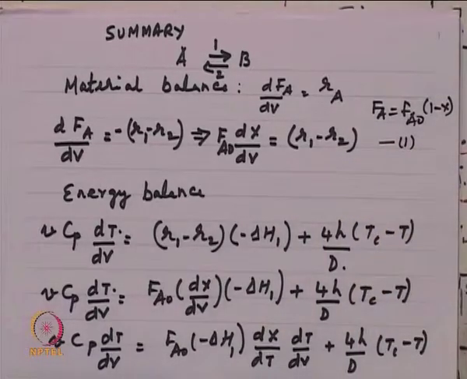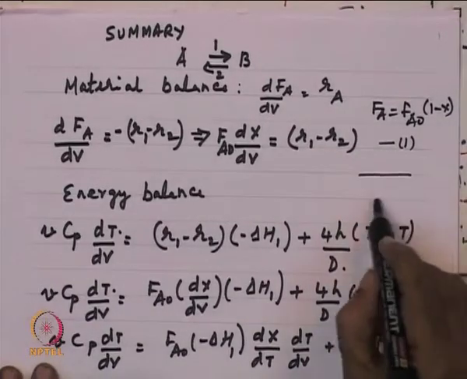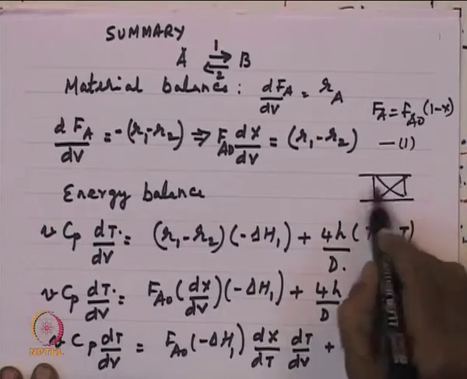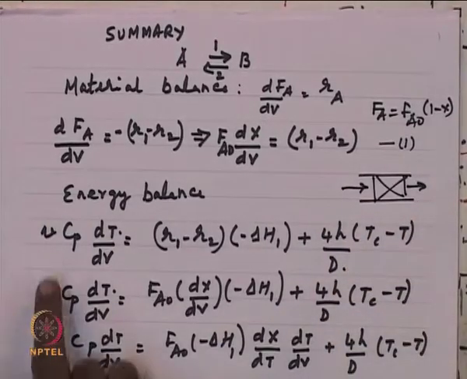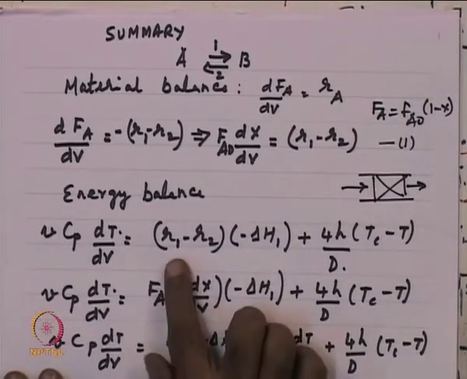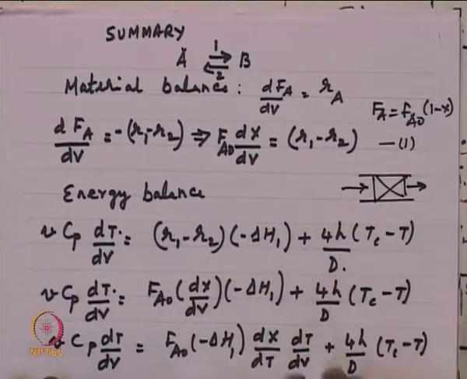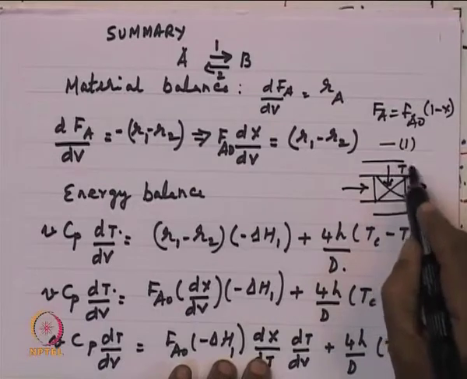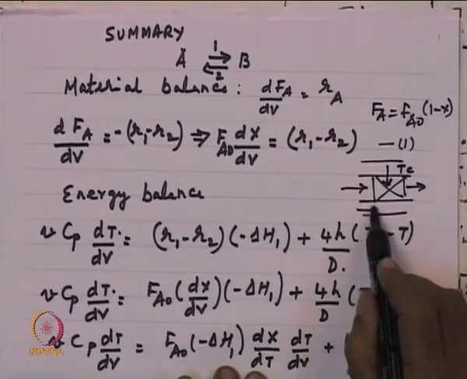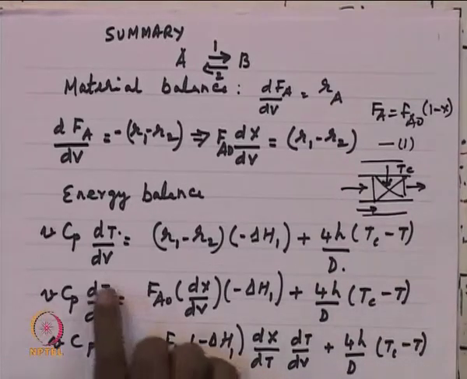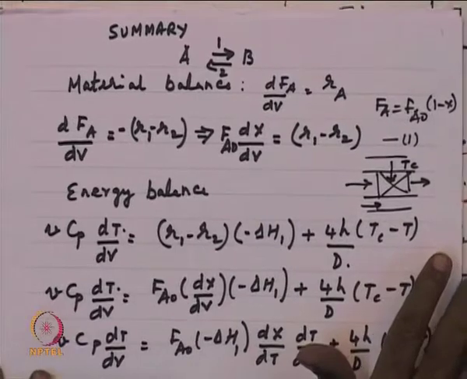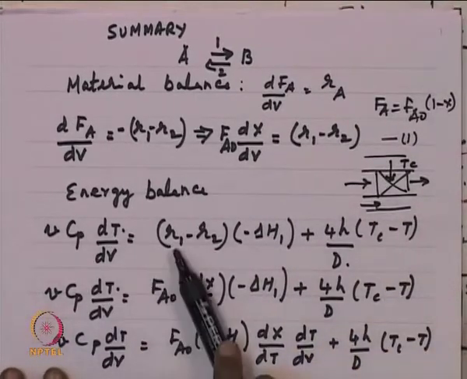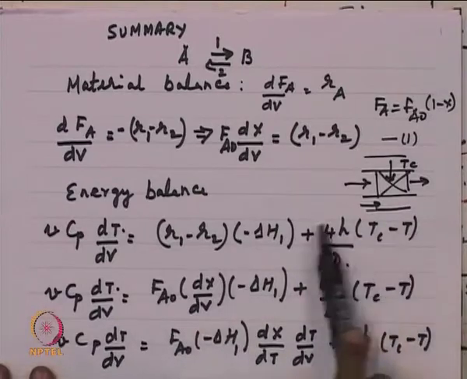Now, what is our energy balance? Our energy balance is V cp dT/dV. We are talking about a plug flow reactor, please understand. That means our reactor looks like this. Maybe there is a catalyst here and so on. Flow is coming in and flow is going out. So, V cp dT/dV is (R1 minus R2) times minus delta H1, plus 4H by D (Tc minus T). This we have written for a long time. The heat is getting transferred from here. Tc is the temperature of the fluid flowing in the jacket, a heat transfer fluid. So, this is the statement of energy balance for a plug flow reactor, where the last term is the heat transfer.